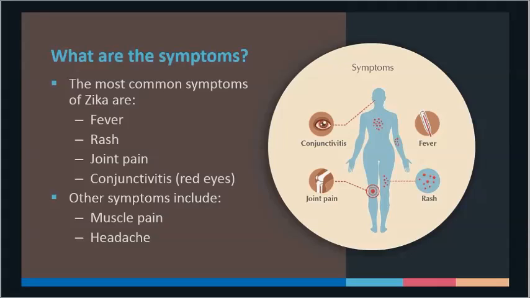So some of the disease we call Zika may be any of those other diseases. But the symptoms are fever, rash, joint pain, and red eyes, conjunctivitis. People may also have muscle pain, and people may also have headache.